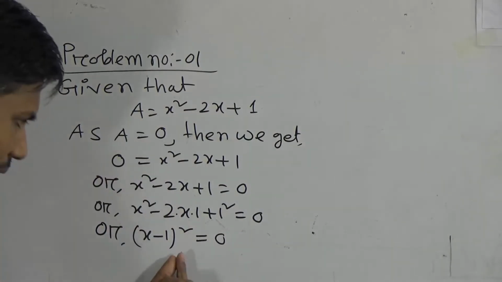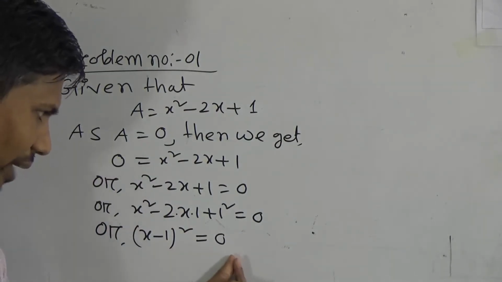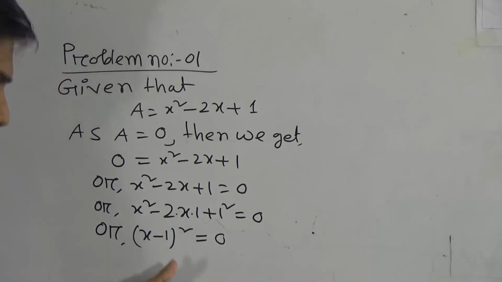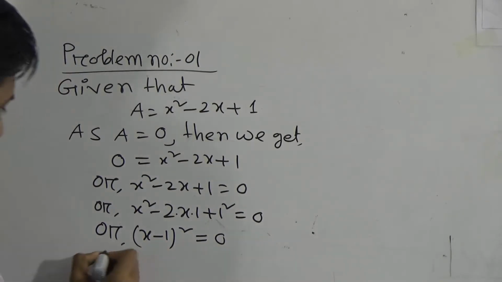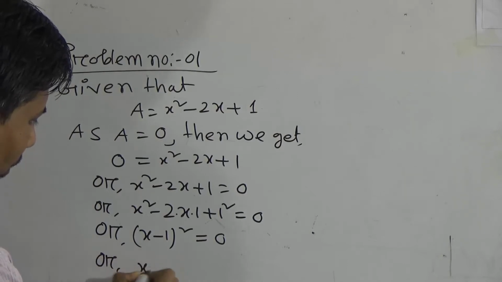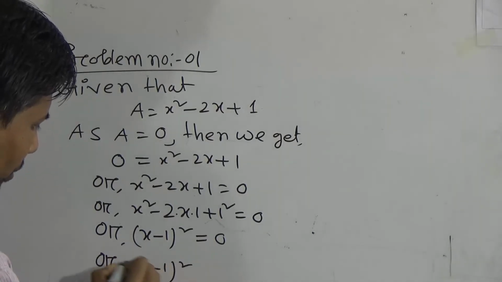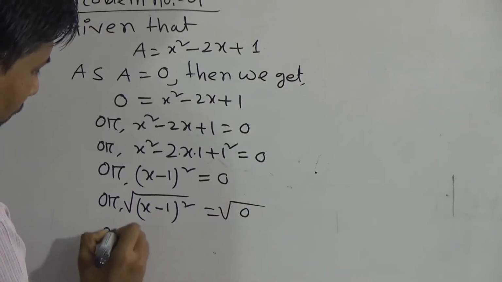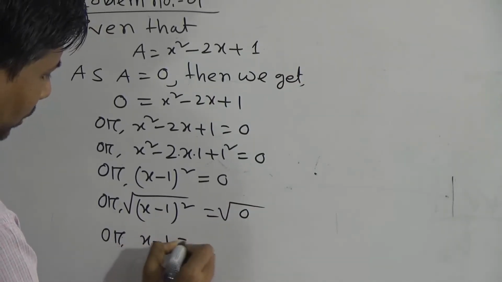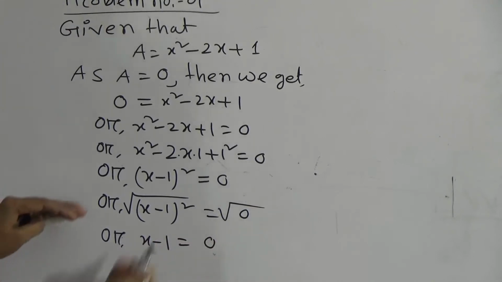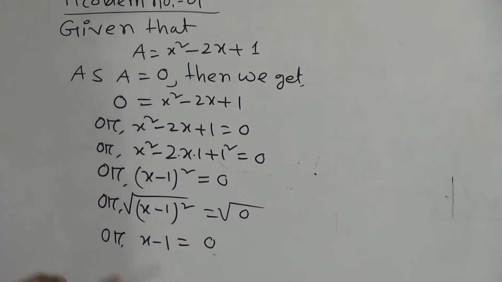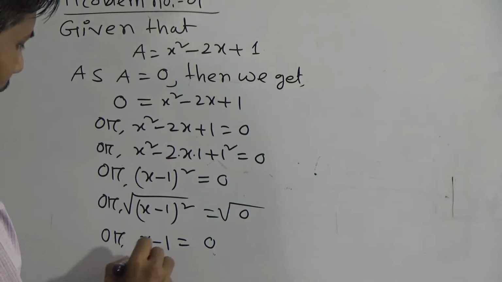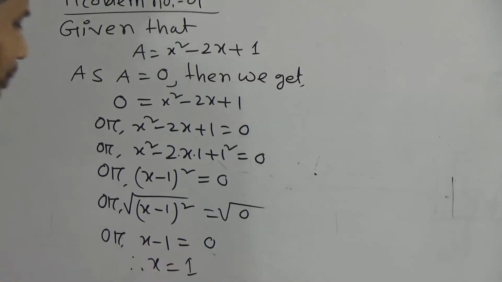You see, the left side is a square and the right side is 0. Then you have to take the square root on both sides. Then you get x minus 1 whole square, then x minus 1 equal to 0. Remember, square and root will vanish. Therefore, we get x equal to 1.